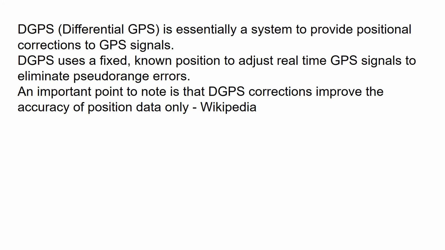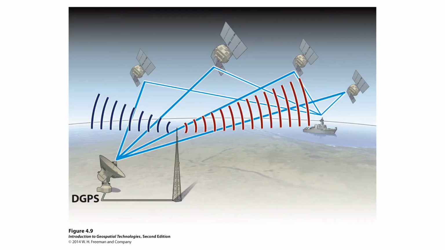I want to talk about differential GPS, or DGPS. It's a system that provides positional corrections for GPS. It uses fixed known positions to adjust the signals and eliminate these pseudo range errors, which are things caused by interference. It's an important point of note that the DGPS correction improves the accuracy of position data only. So how does it work? Like this. We get the signals, we figure out what's wrong, we send out corrections.